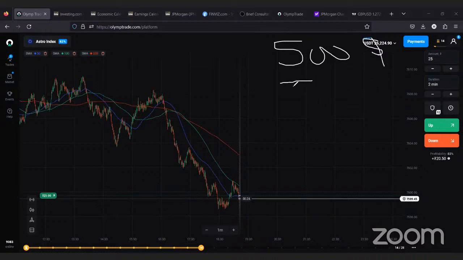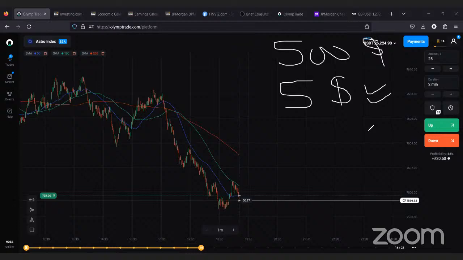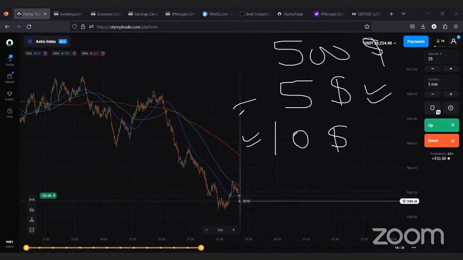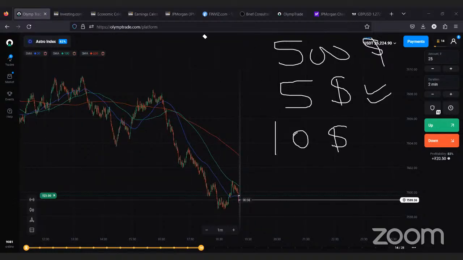Open your first trade with $5. If your $5 trade is positive, then continue with $5. Do not raise your amount. And if the trade is negative, then open the trade with $10. If this $10 trade is positive, then you will recover your $5 amount, and you will also get a chance to get some profit. Once the $10 trade is profitable, open the trade again with $5.